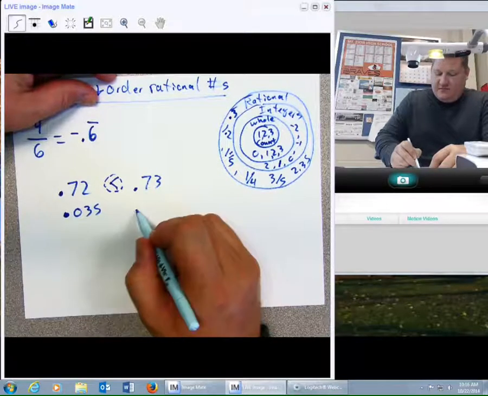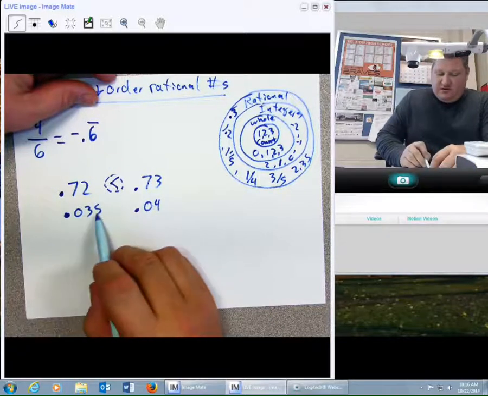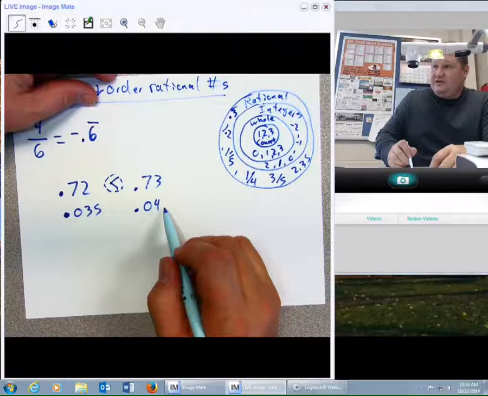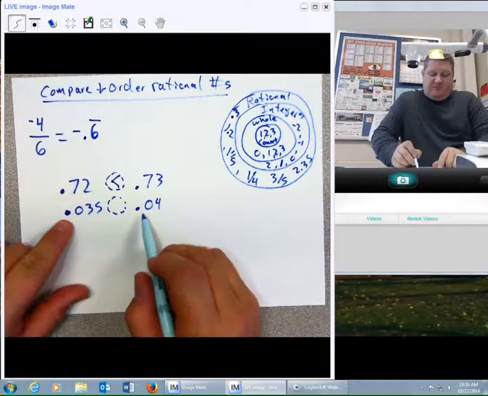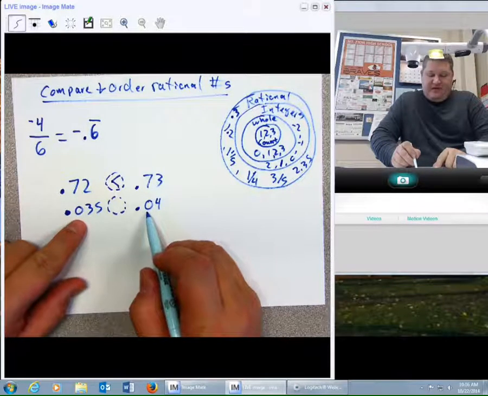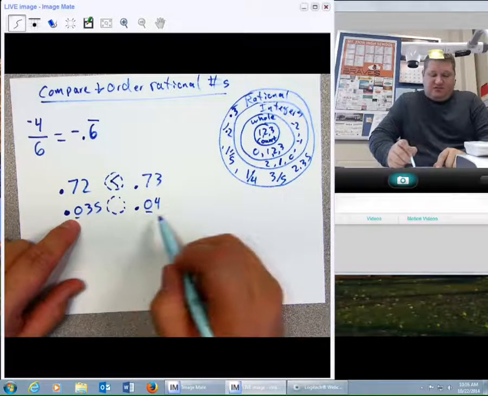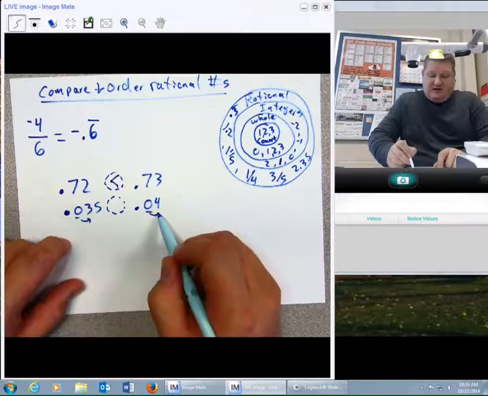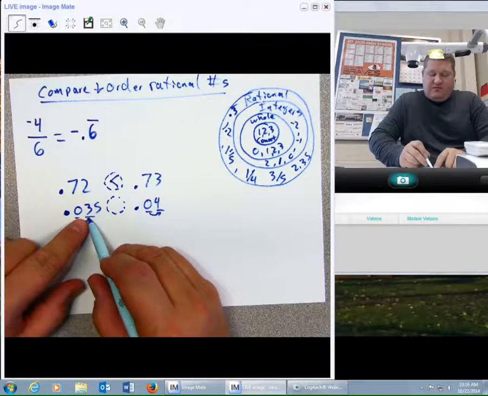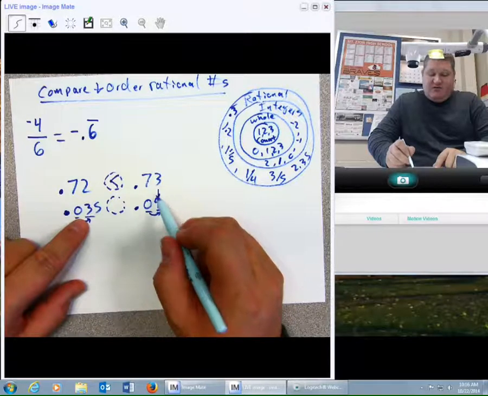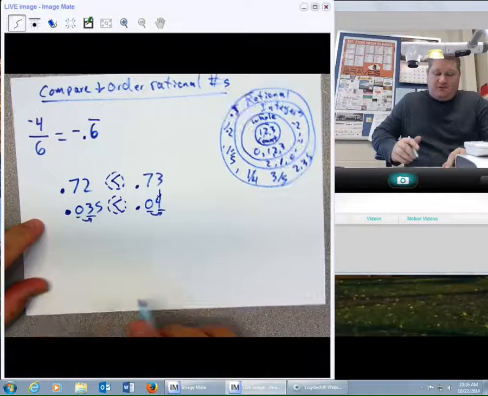0.035, 0.04. Now in this case there's 3 digits here. Here there's only 2. The way we compare decimals is we start at the same place. There's the decimal, there's the tenth spots. The tenth spots are exactly the same. So if those 2 spots are the same, I'm going to go to the next spot in each one. Well, 3 and 4. 4 is bigger than 3. So automatically, since it's bigger first over here, it's bigger always. Bigger first, bigger always.